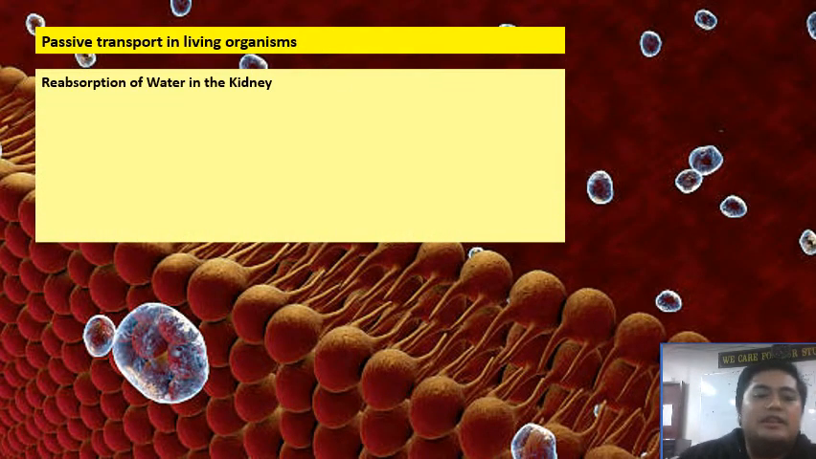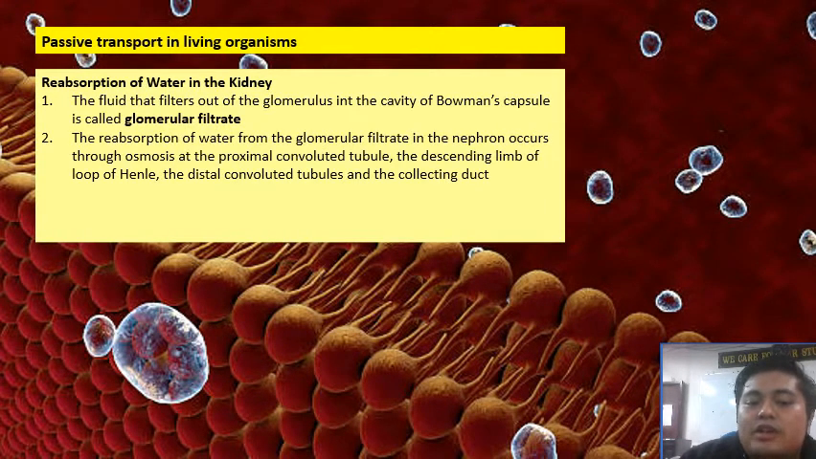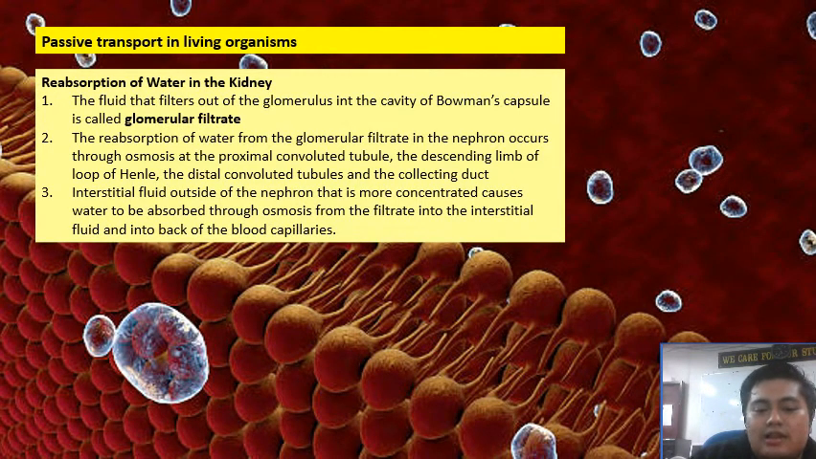So, next kita ada reabsorption of water in the kidney. So, the fluid that is filtered out at the glomerulus into the cavity of Bowman's capsule is called glomerular filtrate. So, the reabsorption of water from the glomerular filtrate in the nephron occurs through osmosis at the proximal convoluted tubules, the descending limb of the loop of Henle, the distal convoluted tubules, and the collecting duct. So, the interstitial fluid outside of the nephron that is more concentrated causes the water to be absorbed through osmosis.